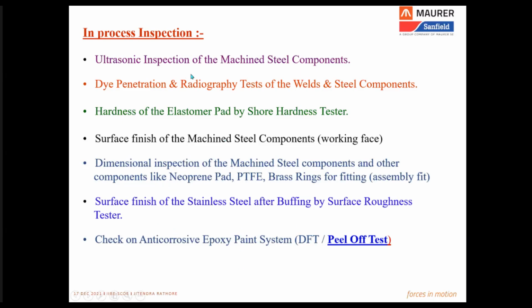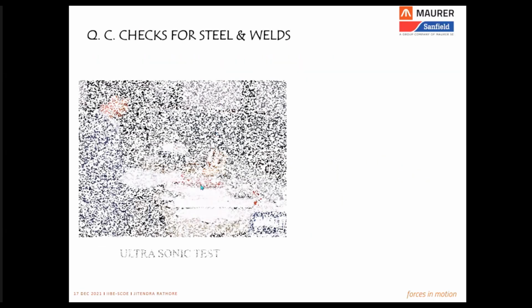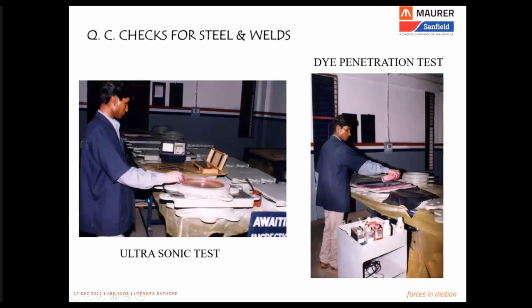I am going through these because it is all clearly mentioned in the code. We need not go through it in detail at this point of time, but it is an important aspect, so we have to just cover it. One of the important in-process inspections is the ultrasonic inspection, which gives you a fair idea about the internal soundness and integrity of the component, the steel components especially.